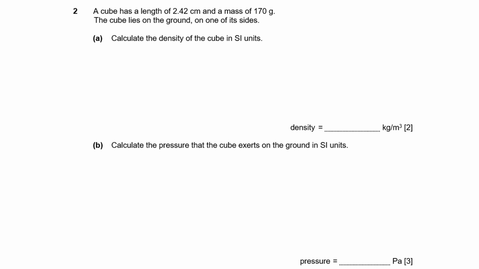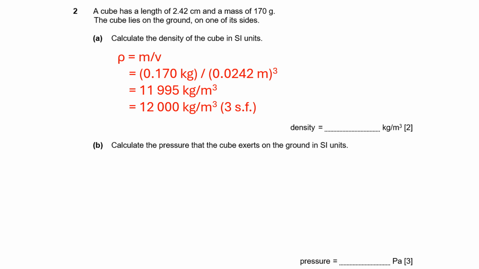Moving on to question 2, we have a cube with a length of 2.24 centimeters and a mass of 170 grams lying on one of the sides on the ground. So we want to calculate the density. Going back to the formula for density, which we went through in the MCQs, what we have is rho equals m over v.